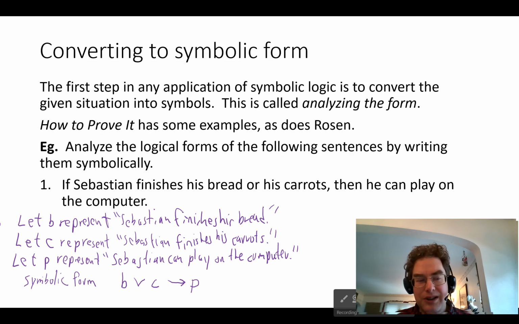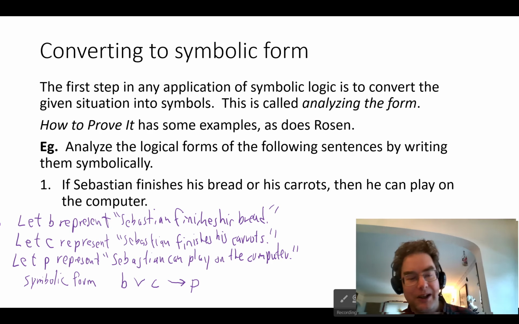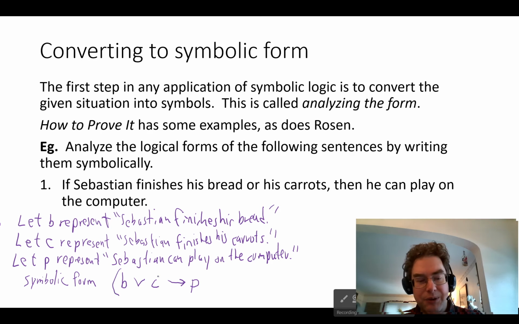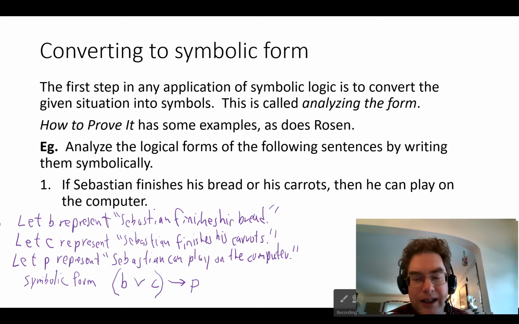So the first main part of this sentence is if Sebastian finishes his bread or his carrots. And then we want that entire part to conditionally imply the part that's after the comma. He can play on the computer. And so how do we make that happen? How do we make the disjunction here take precedence? Well, we do that with parentheses. Okay, so now it is very clear that it is the compound formula B or C that is implying P.